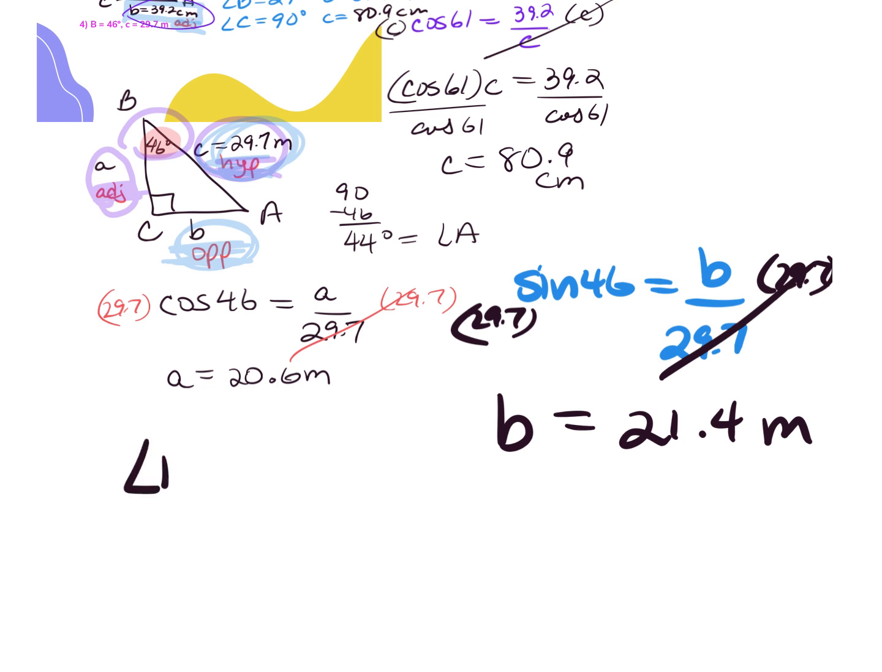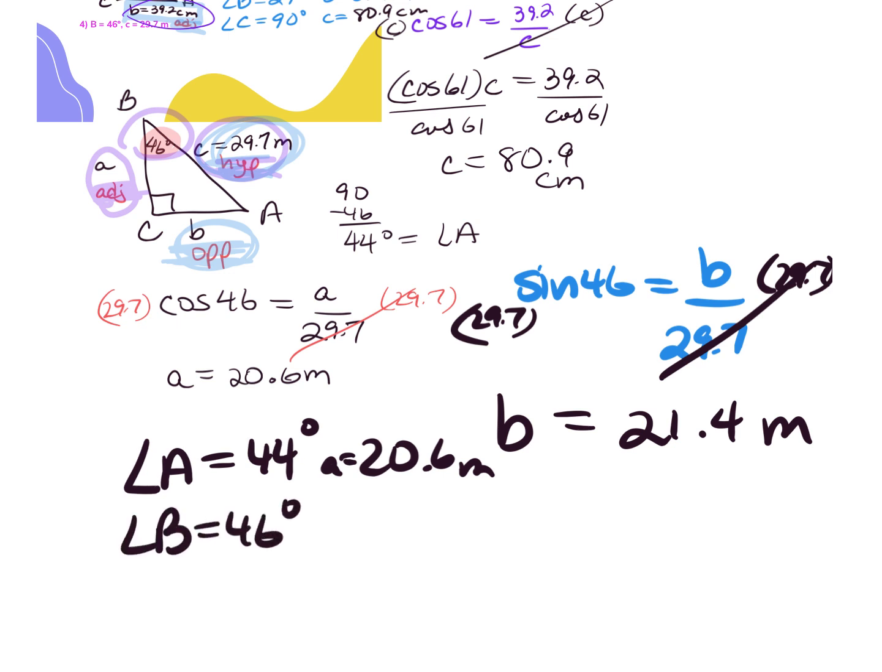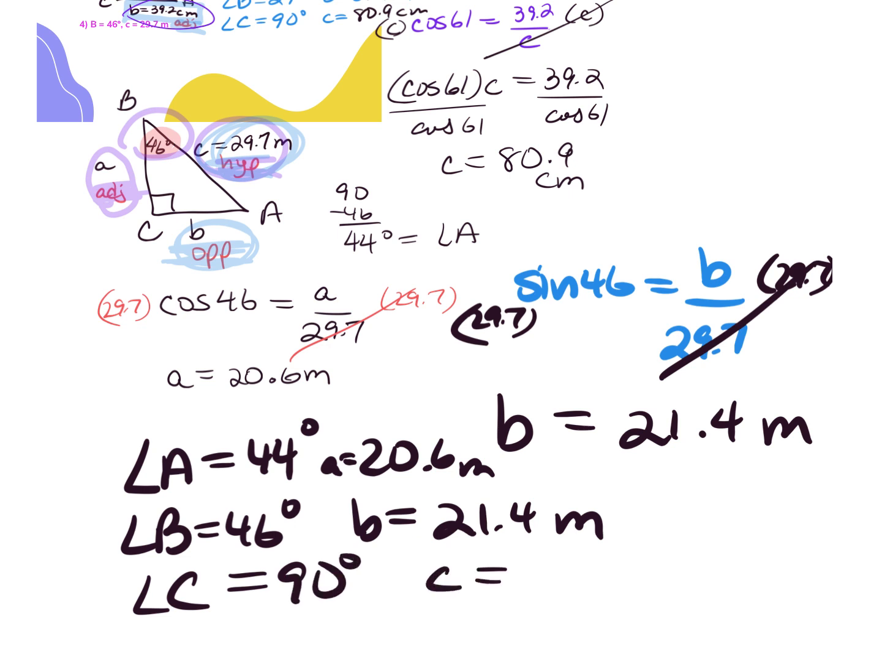So we found angle A was 44. Side length little a was 20.6 meters. Angle B was given, 46. Lowercase b, or opposite, we just found it, 21.4. Angle C was the right angle, and the hypotenuse was given to me from the beginning. And again, the hypotenuse is the biggest number. Makes sense. And again, smallest angle has the smallest side. They're all pretty close, but again, it makes sense.